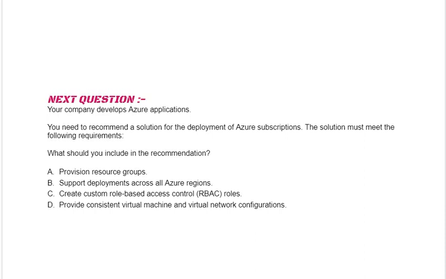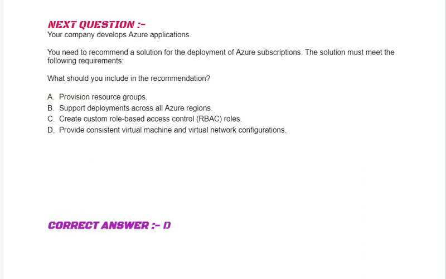Option A, provision resource groups. Option B, support deployments across all Azure regions. Option C, create custom role-based access control (RBAC) roles. Option D, provide consistent virtual machine and virtual network configurations. Correct answer is option D.